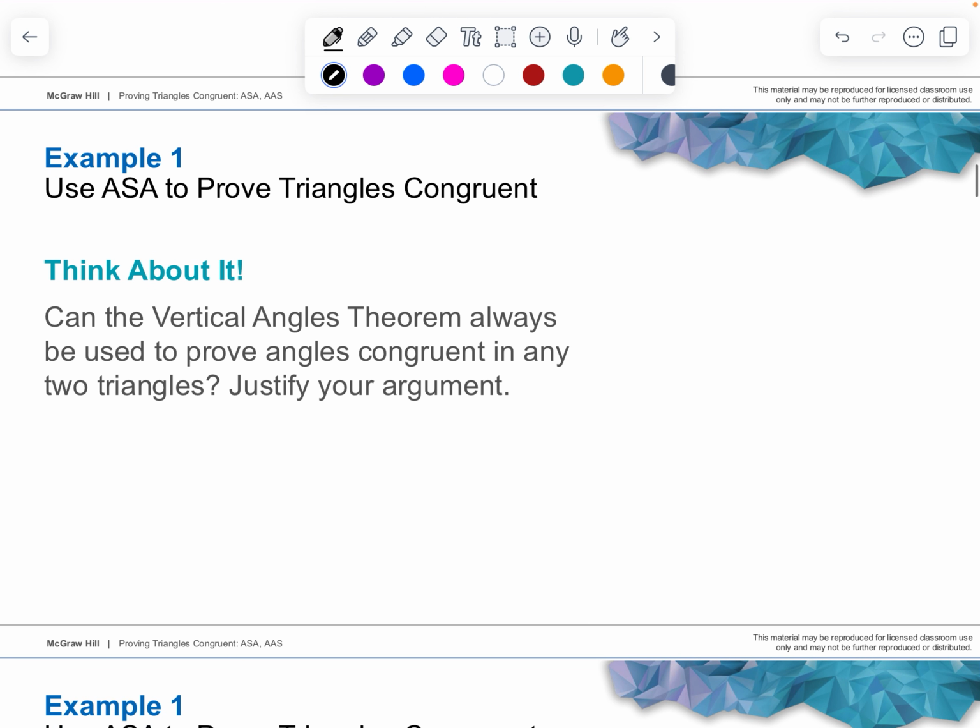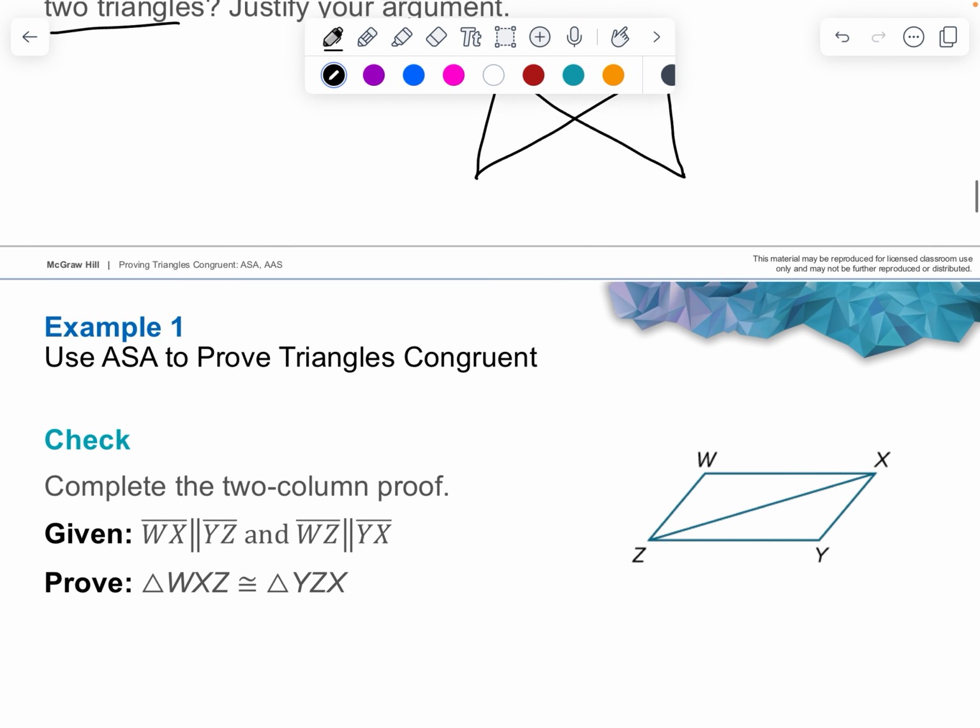So, can the vertical angles theorem always be used to prove angles congruent in any two triangles? Well, not in any two triangles. They have to cross over, right? And then form triangles. Okay.